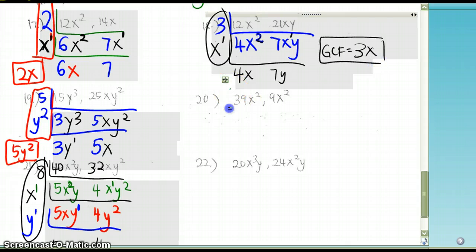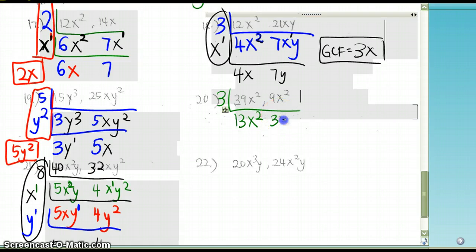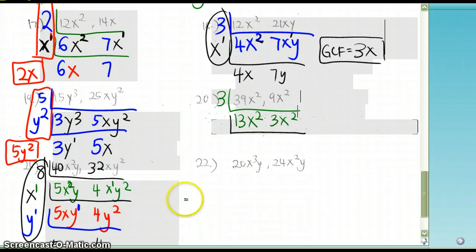Number 20, we'll do a hockey stick. 39 and 9 both divide by 3. I get 13. I keep the x squared. The 9 and the 3 divide, and they get 3, and I keep the x squared. Now they both seem to have the same number of x's, so I'm going to take out x squared. That's still the lowest variable that they share in common.